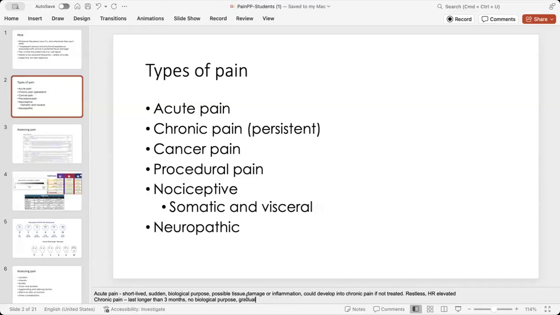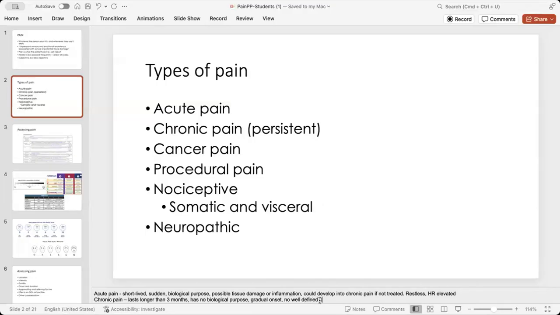There's a nice chart box on page 95 in your book. It talks about the characteristics of acute versus chronic. Acute, like we said, has a short duration. It usually has a well-defined cause, right? It's caused by a broken fracture. It decreases with healing.